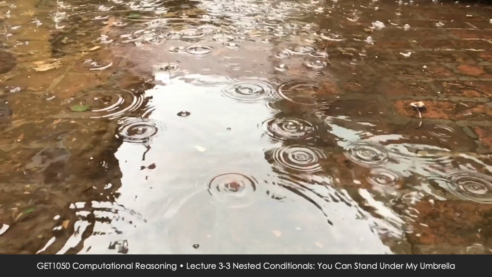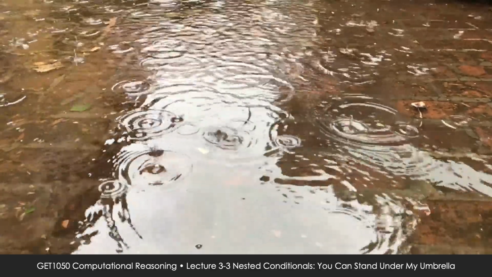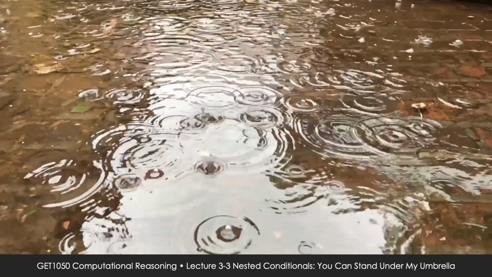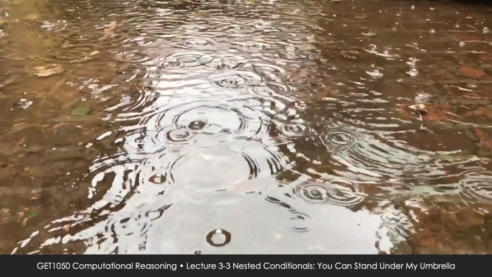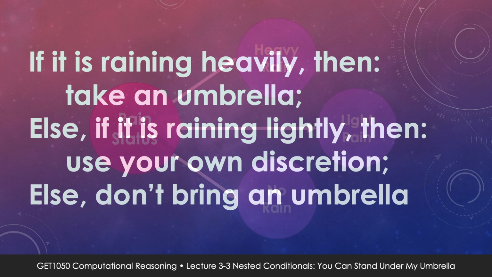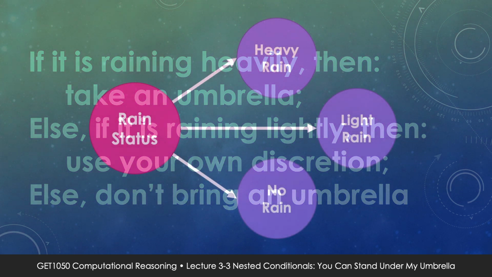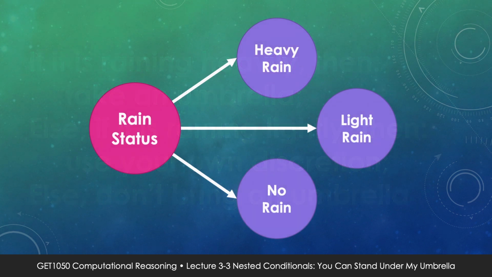Ta-da! Okay, here you might say, but not all rain is heavy enough to warrant an umbrella. That's true, right? It's kind of lame to bring an umbrella during a light drizzle. So maybe we can have a set of instructions like this. If it is raining heavily, then bring an umbrella. Else, if it is raining lightly, use your own discretion. Else, don't bring an umbrella. So, we have three possibilities, right? Heavy rain, light rain, and no rain, which is covered by the last else.